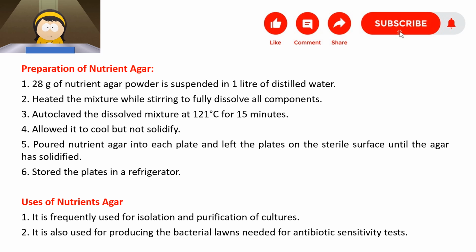Preparation of nutrient agar. 1. 28 grams of nutrient agar powder is suspended in 1 liter of distilled water. 2. Heated the mixture while stirring to fully dissolve all components. 3. Autoclaved the dissolved mixture at 121 degrees Celsius for 15 minutes. 4. Allowed it to cool but not solidify. 5. Poured nutrient agar into each plate and left the plates on the sterile surface until the agar has solidified. 6. Stored the plates in a refrigerator.